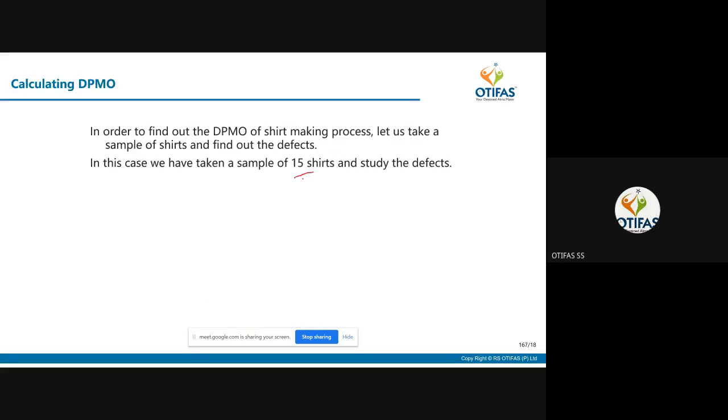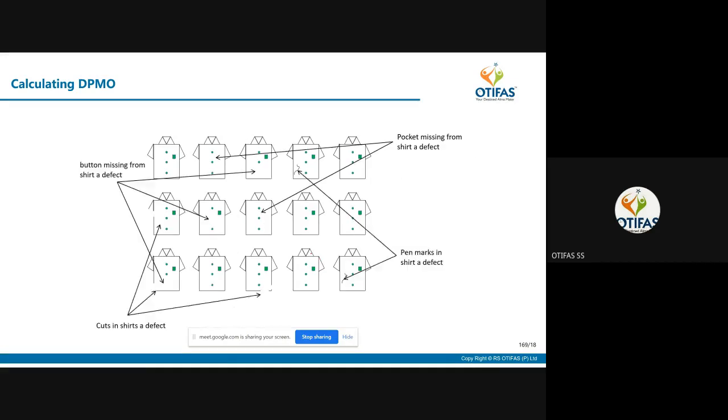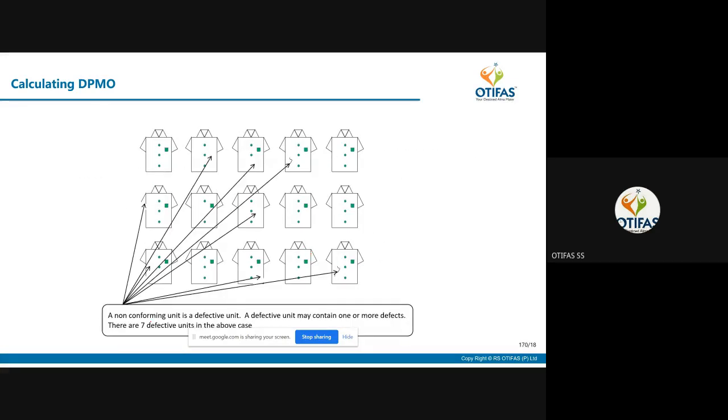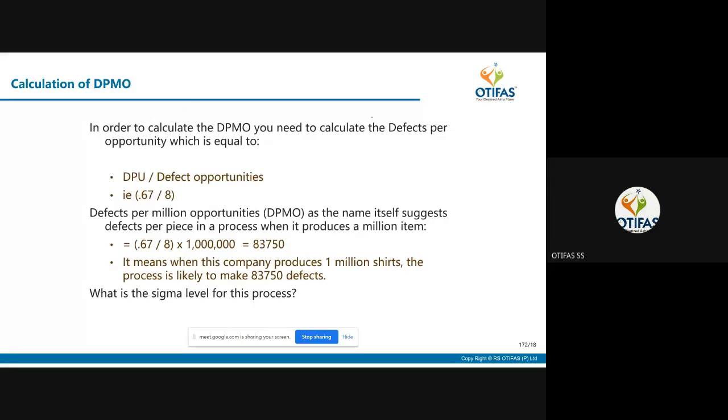And suppose I select 15 shirts to sell, and inspect them. Out of this, I found 7 units defective, okay? And out of those 7 units, I got 10 defects. So what is the DPMO? The DPU is total 10 defects I received out of 15 units, and there are 8 possibilities. So 10 divided by 15 is equal to 0.67.